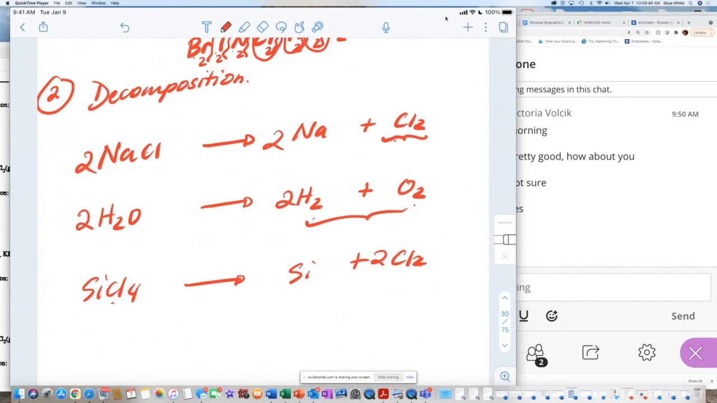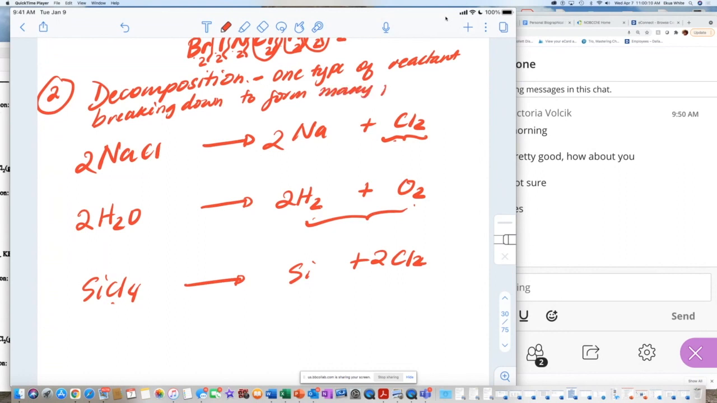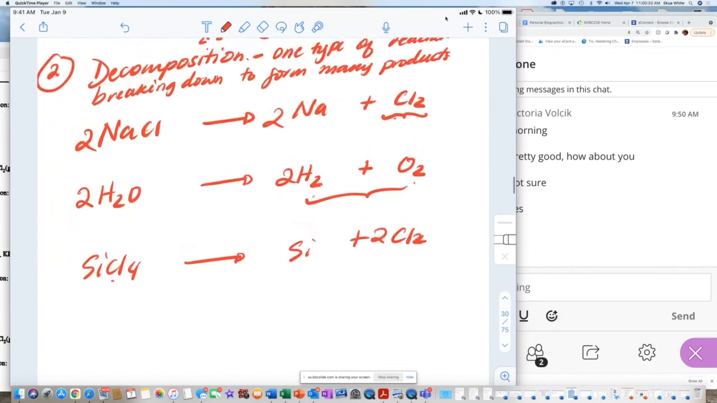So how do you describe this to someone? In a decomposition reaction, you have one type of reactant breaking down to form many products. So you have one forming many, okay? The reverse of synthesis.